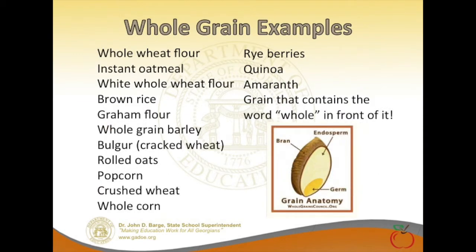In order to know if a product is whole grain rich, you need to know what a whole grain is. Whole grains are cereal grains that contain the germ, endosperm, and bran, in contrast to refined grains which only retain the endosperm. This slide presents some examples of whole grains. However, it is not meant to be all-inclusive. These examples include instant oatmeal and brown rice. You also notice that popcorn is listed, but please note that popcorn is not creditable for lunch or breakfast, but does count as a whole grain for smart snacks or a la carte purchase.